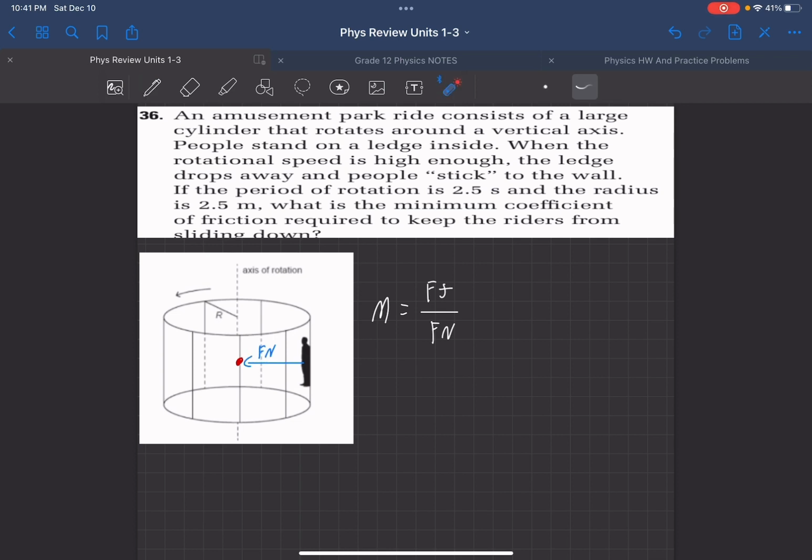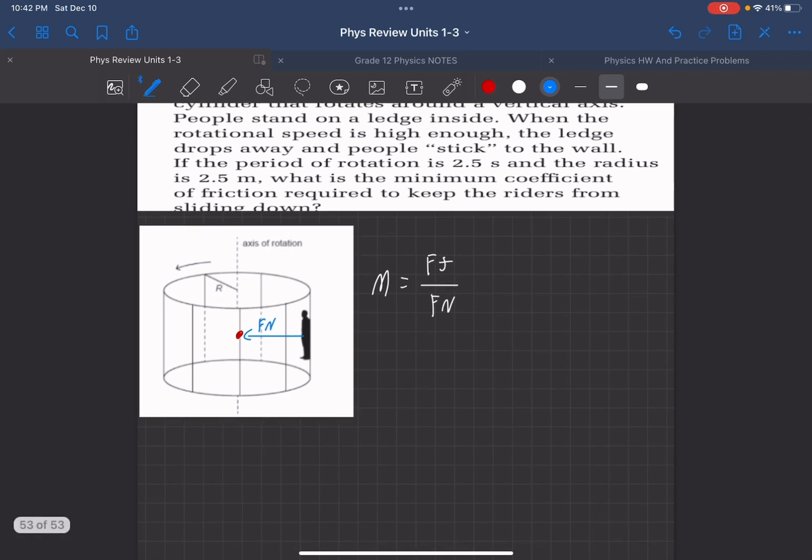right? The normal force is always perpendicular to the surface. So the normal force is what is going towards the center, or what is seeking the center. Okay, so now that we have the normal force, we define that as the centripetal force, we need to find our force of friction. So we know that the force of friction is always in the opposite direction of motion.